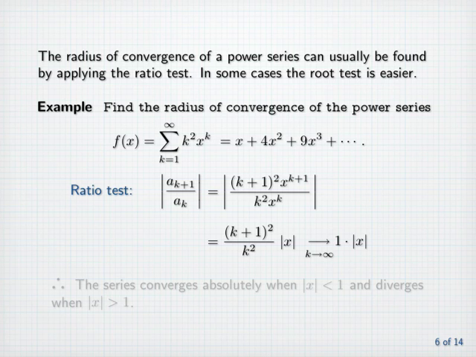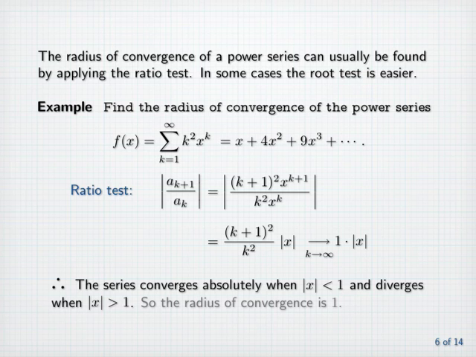So the ratio test tells us that the series converges absolutely when the absolute value of x is less than 1 and diverges when the absolute value of x is greater than 1. So the radius of convergence of the power series is 1.